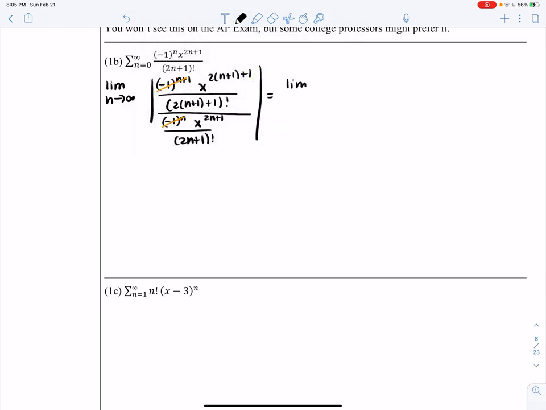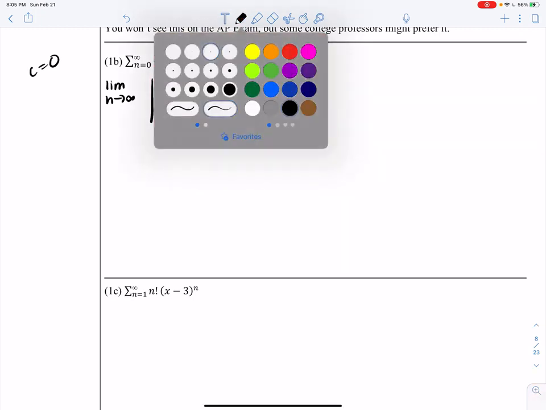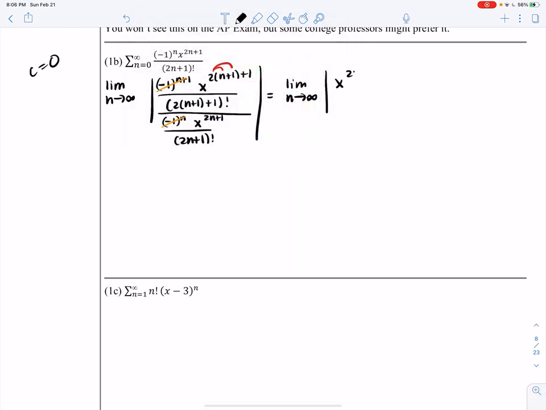I would also hope that you could look at this and know that this is centered at 0. How do I know that it's centered at 0? Because it's not x minus something. It's just x. So it's centered at 0. Use your knowledge of transformations to make that assumption. We're going to go ahead and simplify this. This is going to be 2n plus 2 plus 1. So that will become x to the 2n plus 3.